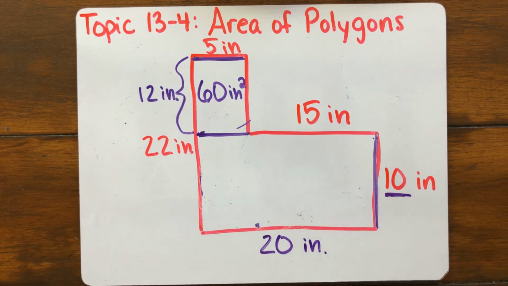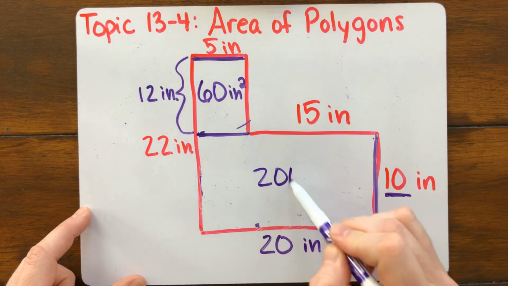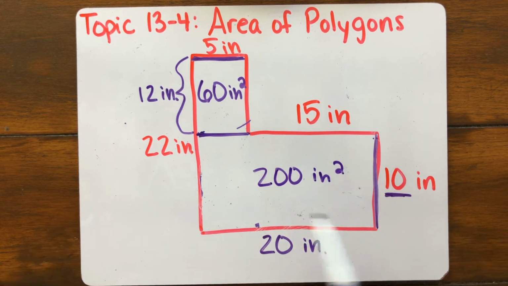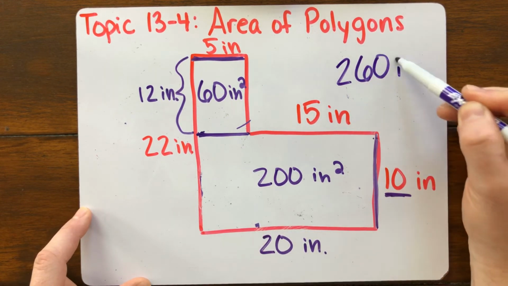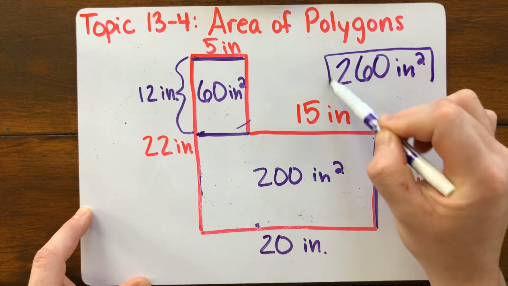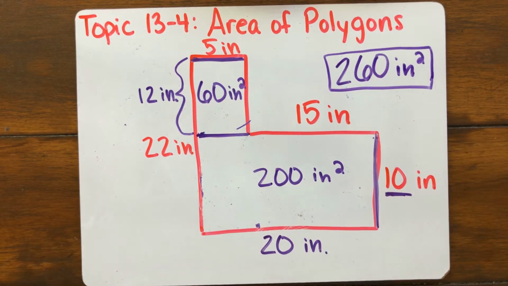And now 20 times 10 is 200 inches squared. 200 inches squared for the bottom, plus 60 is again the same thing that we got before, 260 inches squared. So depending on how you break up a shape, you may need to do some subtraction, just like we did for special quadrilaterals, all right?